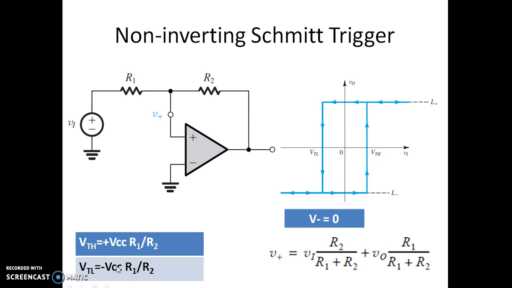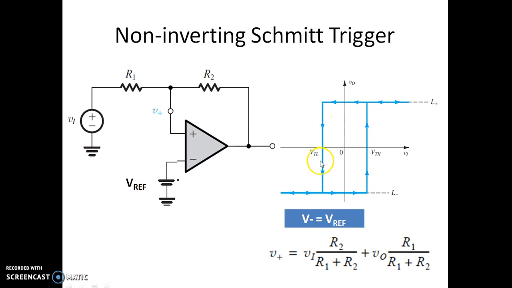It is interesting to observe that this VTH is given by plus VSAT, that is plus VCC, times R1 by R2. We know that this VTH can never be more than VCC. Therefore R1 cannot be greater than R2. Always make sure that VTH is less than VSAT or VCC, so R1 should always be less than R2. If R1 is less than R2, we are ensuring that VTH is always less than VCC, so that it can make a transition from minus to plus and plus to minus.